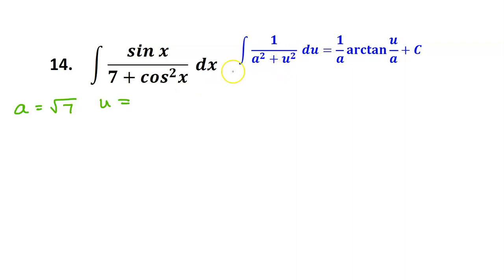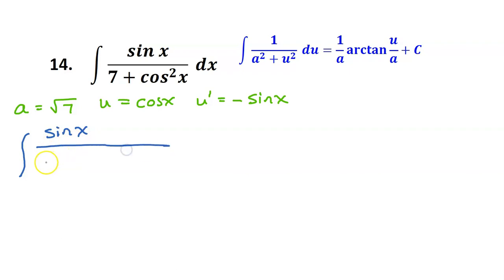How about u? Well, we need u squared, and we see cosine squared. So u must be cosine. That means that u prime must be negative sine x. Let's go ahead and do the substitution. So for now, we still have sine x in the numerator, and we have 7 plus u squared.